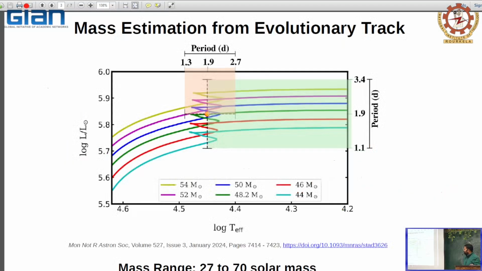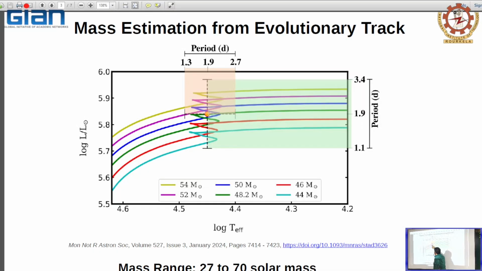Okay, now the question is how we can find out and explain this dominant period of 1.9 day. First of all, as I told you, we need to find out the mass of the star, a sequence of mass. I mean, what is the range of mass for this star? Okay.